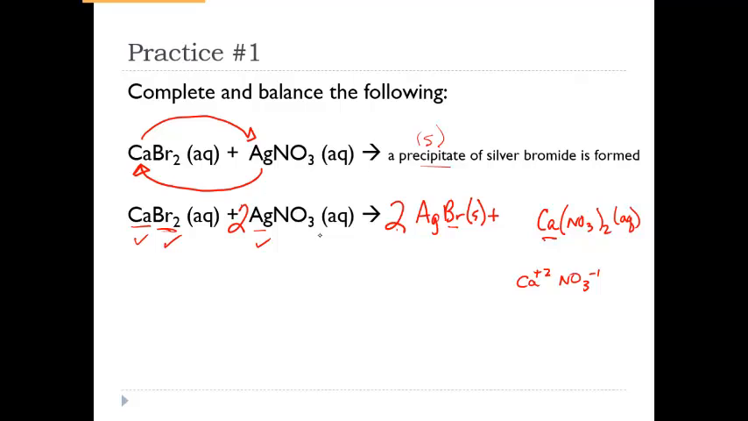And then NO3 we can keep as one polyatomic ion, but there's 2 NO3s. And if we take a look at our product side, we have NO3 in parentheses with a 2 behind it. So there are 2 NO3s on the product side already. So this one is balanced by adding in those 2's.